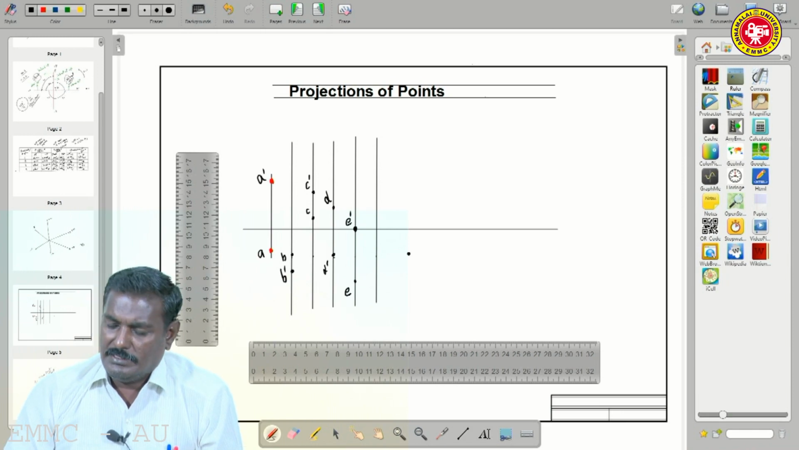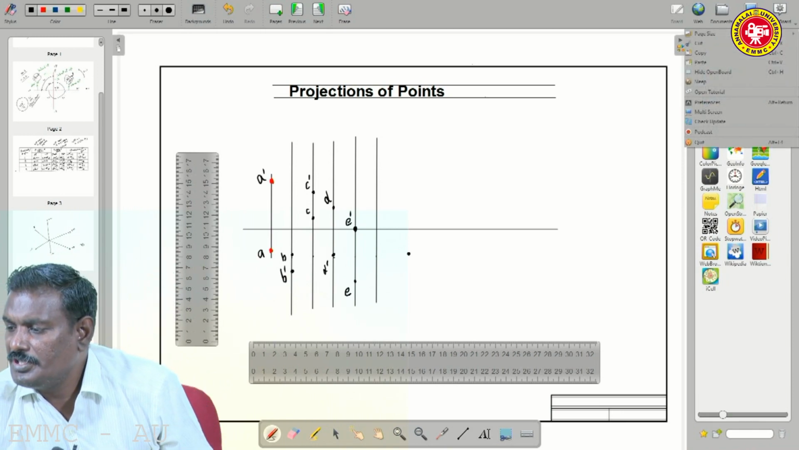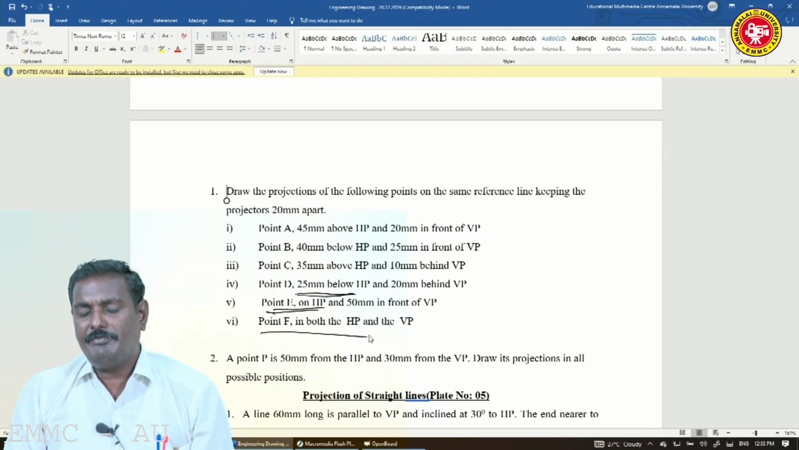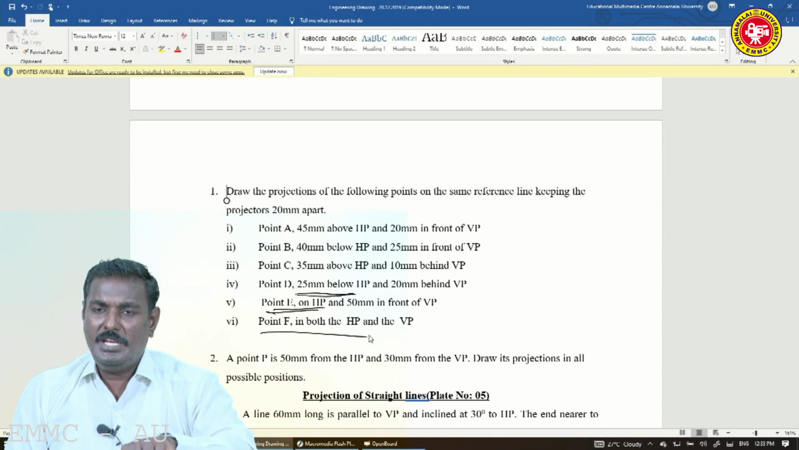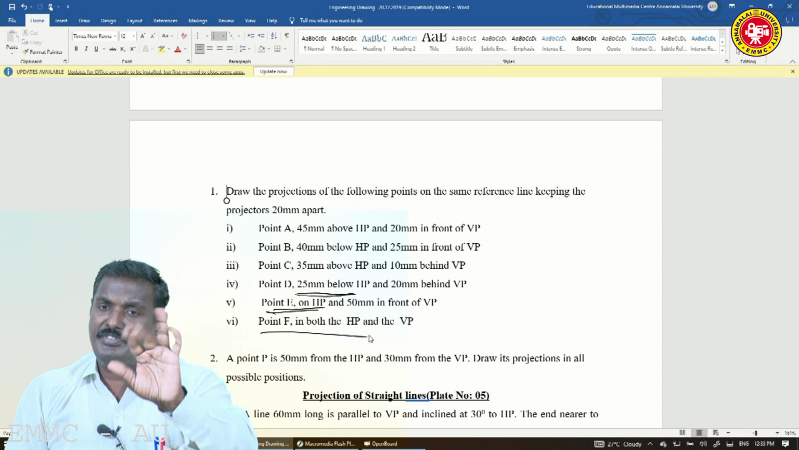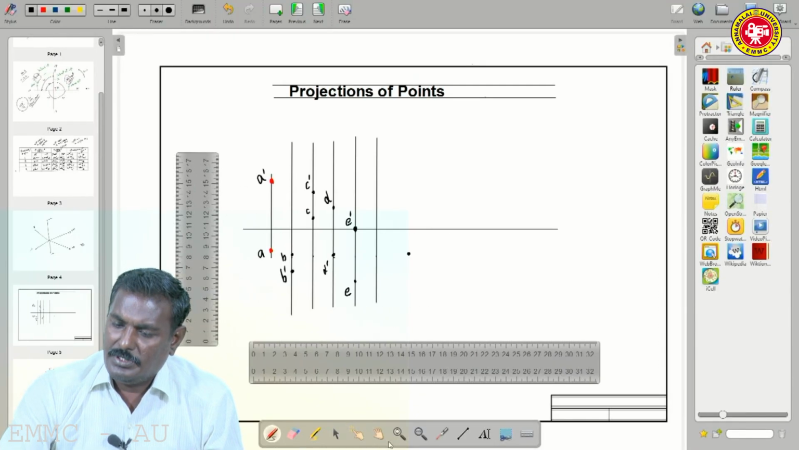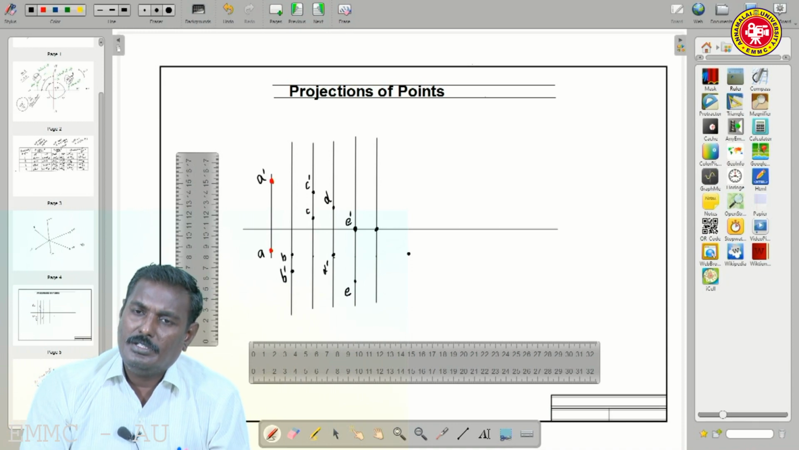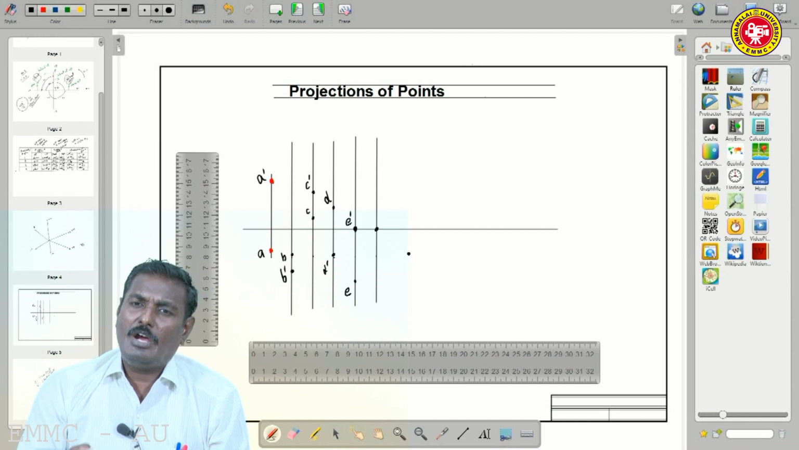Then the last subdivision, point F in both the HP and the VP. So both lie in the reference line. So that is the concept. So here it lies here. First we have to give a priority, because we have to give a separation.